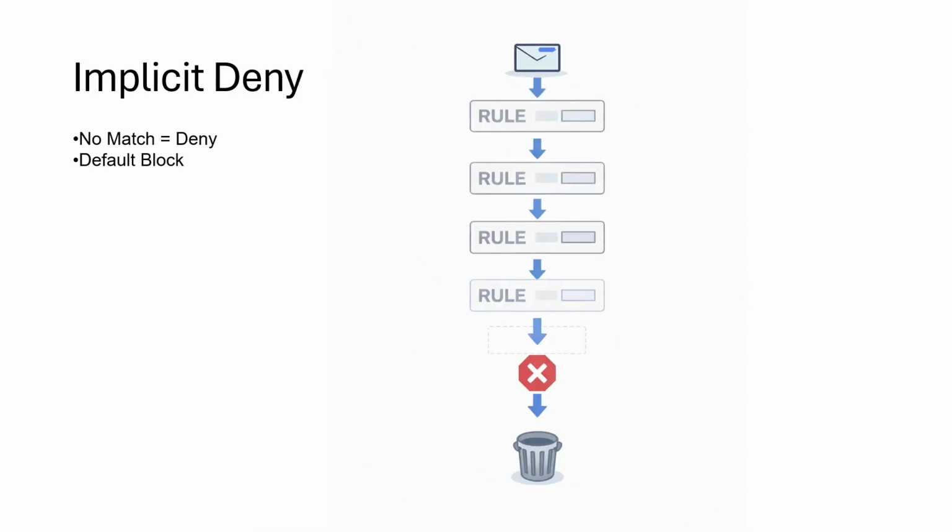Alright, now the part that surprises beginners the most. The implicit deny. If the packet reaches the bottom and never matched any ACE, the router denies it. That's even if you never wrote the word deny. That's the implicit deny. So every ACL has an invisible final rule: deny everything else. This is why people accidentally block traffic with ACLs all the time. If you don't explicitly permit what you want, the implicit deny will block it.